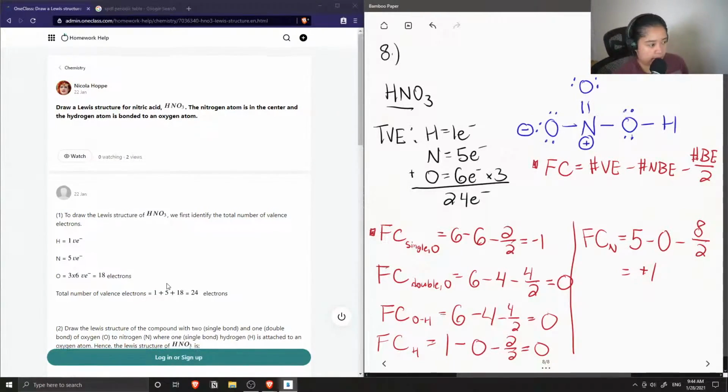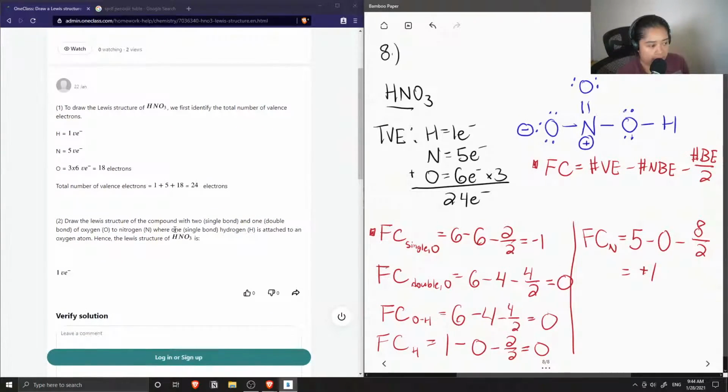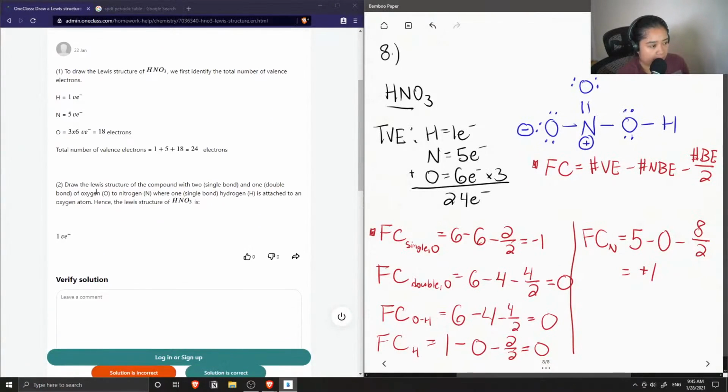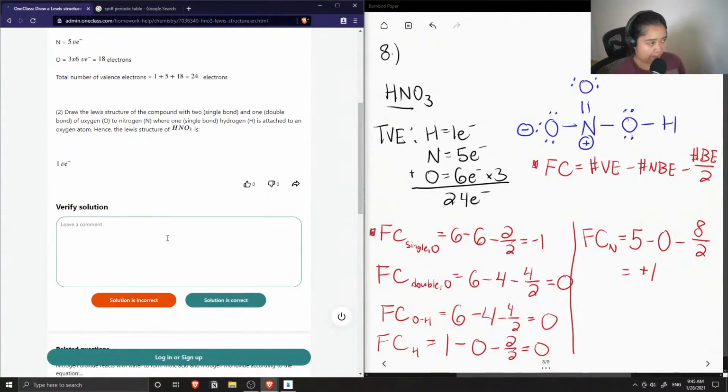So the junior tutor said first we need to find the total number of valence electrons, which they got was 24. And then they drew the Lewis structure of the compound. So it doesn't look like the picture showed up. 2 single bonds and 1 double bond to nitrogen. Double bond oxygen to nitrogen, and 1 single bond hydrogen is attached to an oxygen. So they just kind of try to describe it.